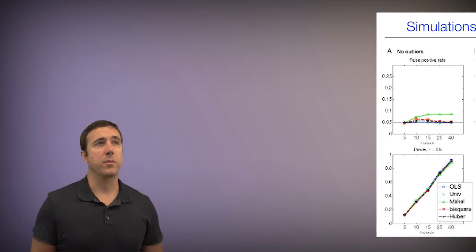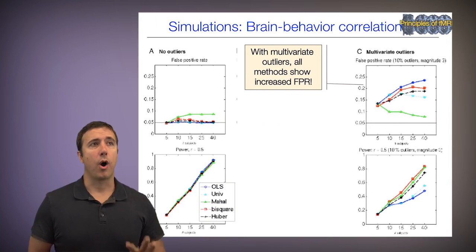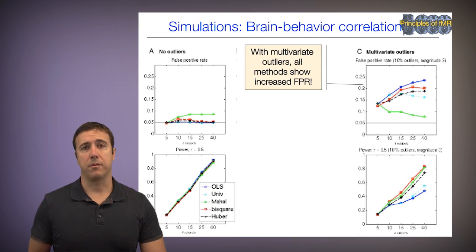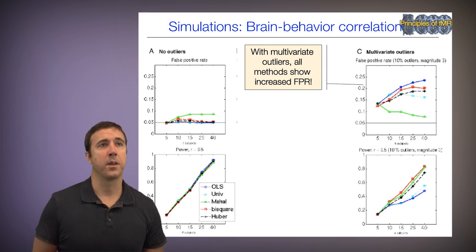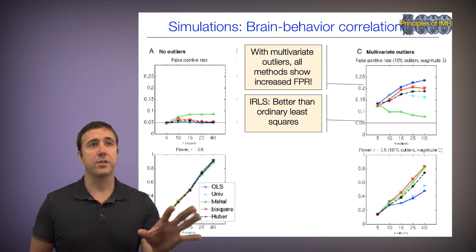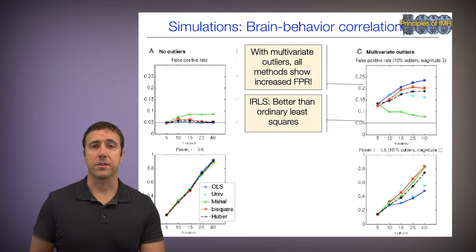So now we'll look at a case, and these are brain behavior correlations where we have multivariate outliers, values that have higher variance on both the predictor and the outcome. And what do we see here? Well, with multivariate outliers, all of the methods show increases in false positive rates above the nominal false positive rate of 0.05, which is the solid horizontal line. But the worst of those is the ordinary least squares solution. And the IRLS solutions are actually better than ordinary least squares in terms of false positive rates.